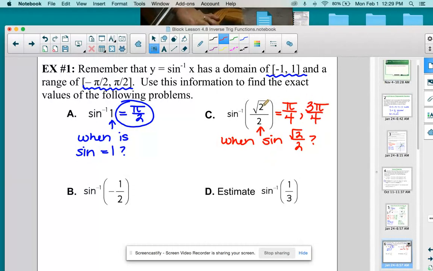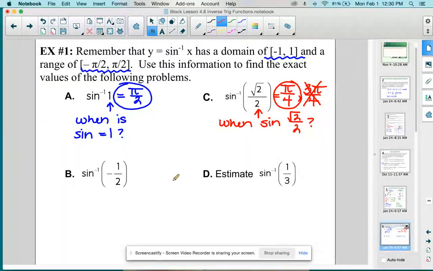However, the last thing you do, remember, is check your answer and make sure it's in the range values. Pi by 4 is in between these two values. 3 pi by 4 is bigger than pi by 2, because remember, 3 pi by 4 is 135 degrees, and pi by 2 is 90 degrees. So this is much larger, meaning it is outside of the acceptable range values, so you will not include it in your answer. Okay, so this stuff can get a little bit tricky, so you really need to make sure you take your time and understand the whole process. Let's keep going.